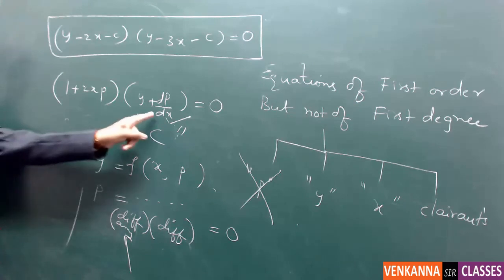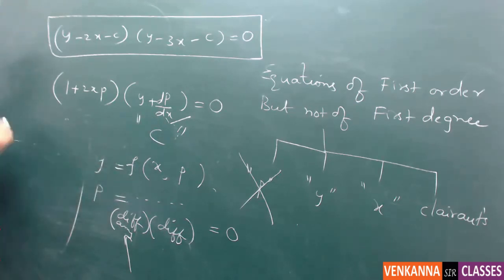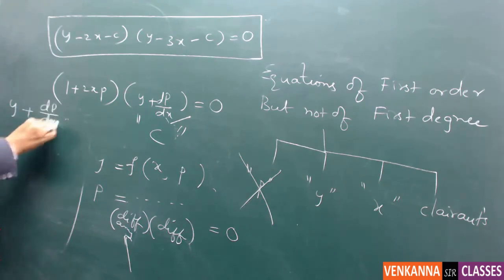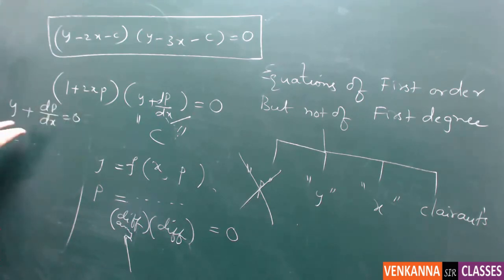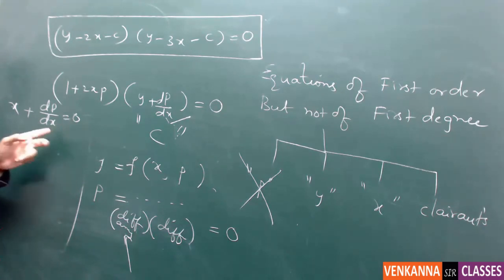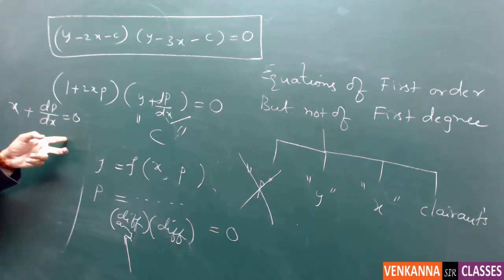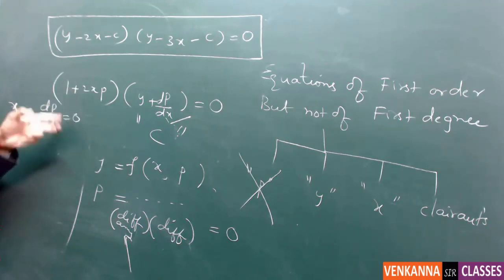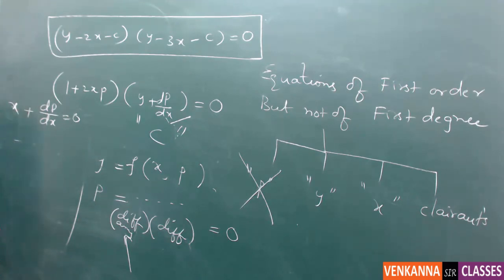However, if you take this case, then what happens? y plus dp by dx is equal to 0, or x plus dp by dx is equal to 0. From this, are you going to get the arbitrary constant or not? So which gives a solution which contains a constant, which is the required solution? That is the procedure.